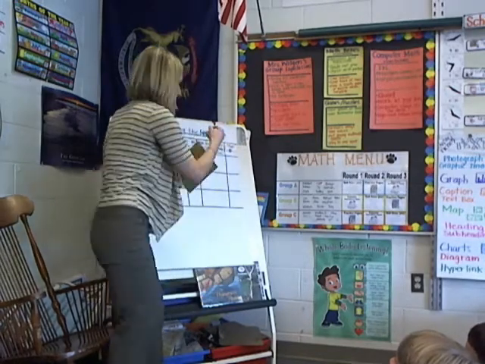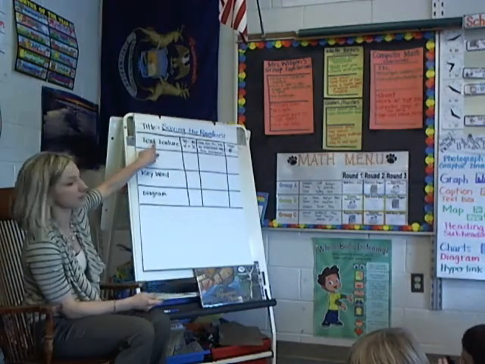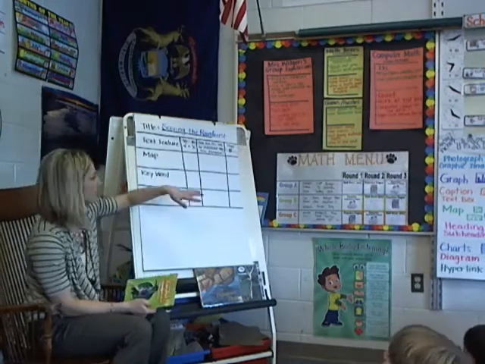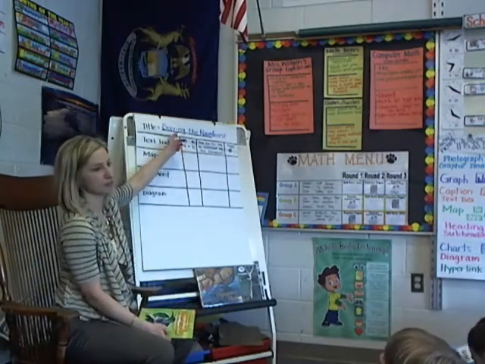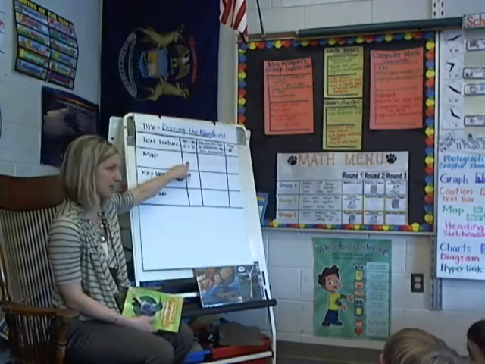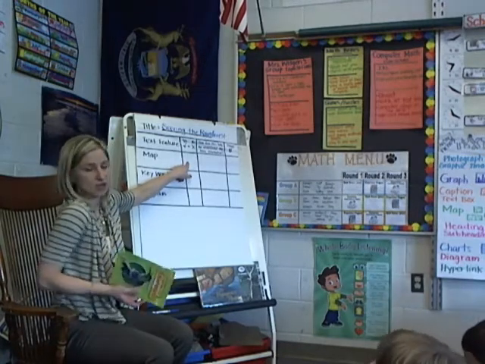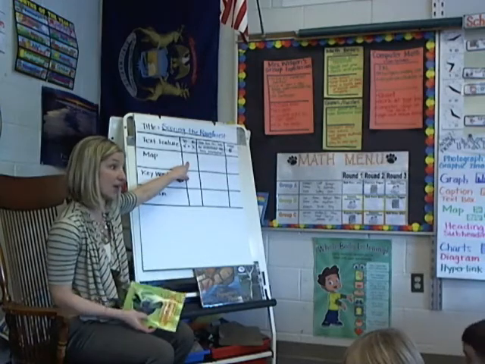Okay, now I'm first going to look in my book for the first text feature it says to find. What does it say to find? Map. Then I have to put a check or an X, or you can simply write yes or no, if my book has it or not. Does every informational book have a map in it? No. But if it does, it's there on purpose.